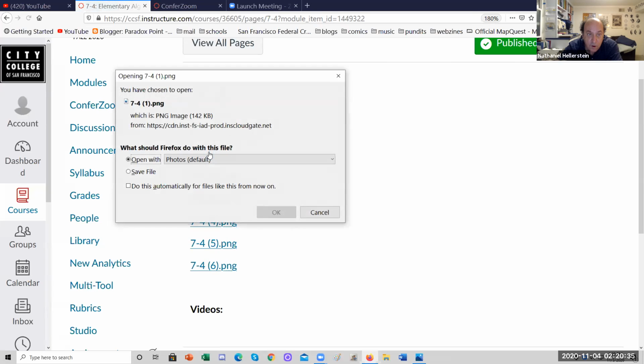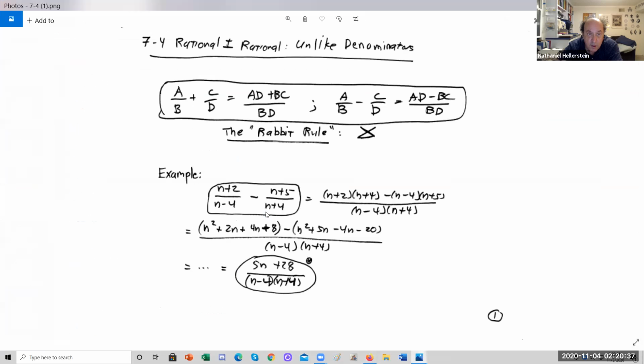It's 7.4. We start with adding and subtracting rational expressions where the denominators are not alike. So a over b plus c over d, where b and d need not be the same thing.